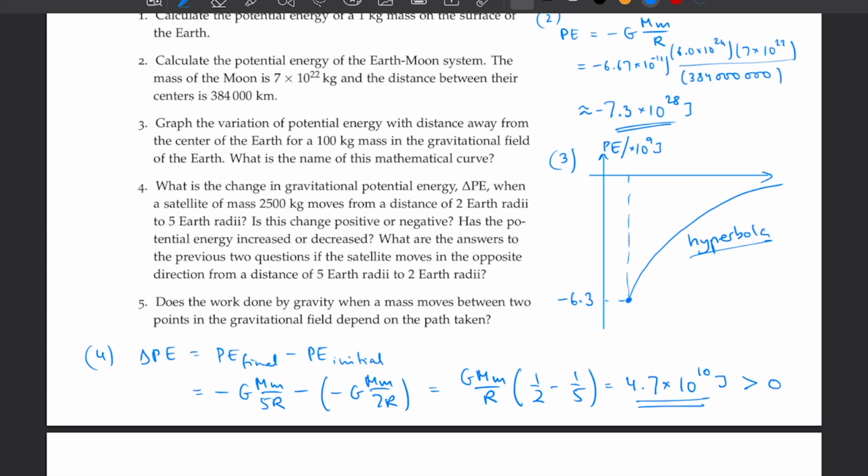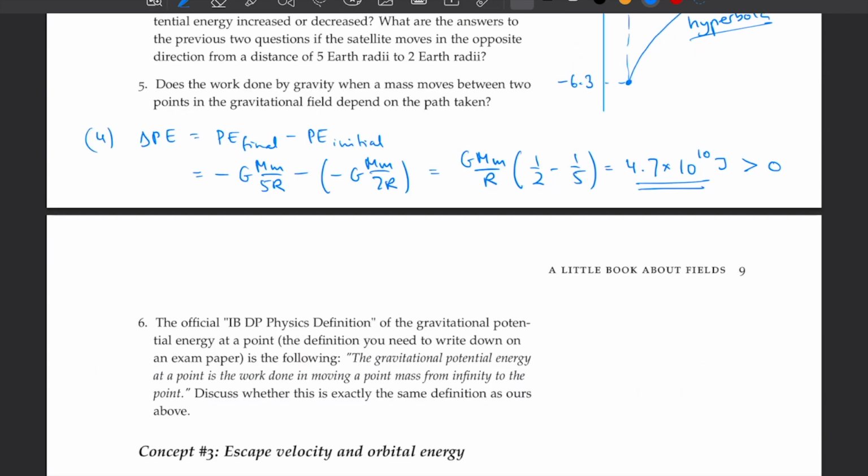And if it had been going in the opposite direction from 5 Earth radii to 2, then we would get the same amount, but it would be negative. The potential energy decreases when we come closer to the Earth.